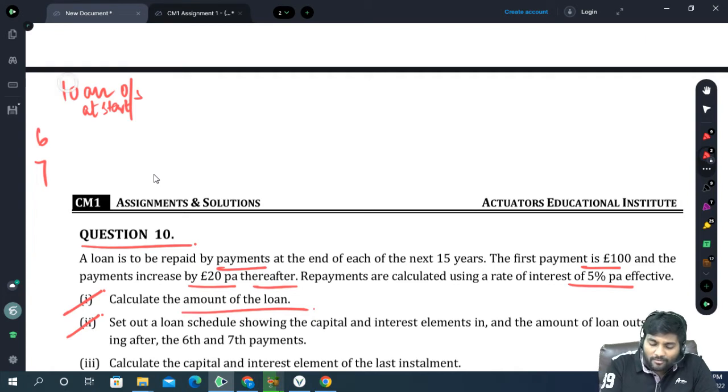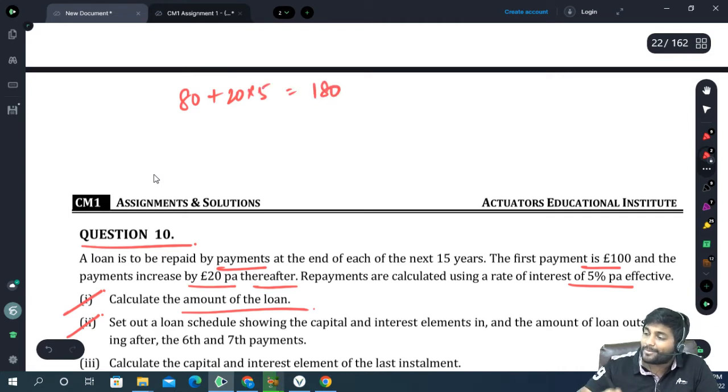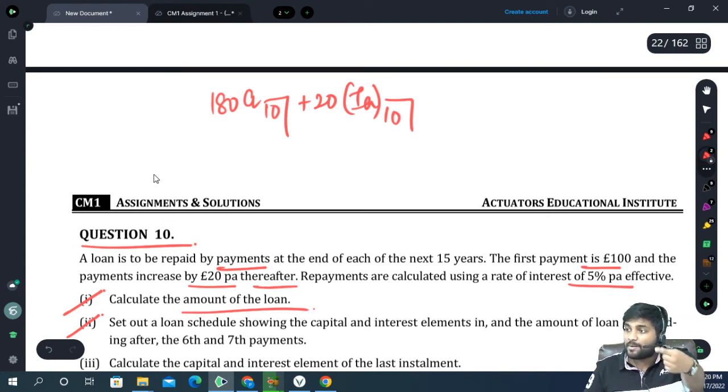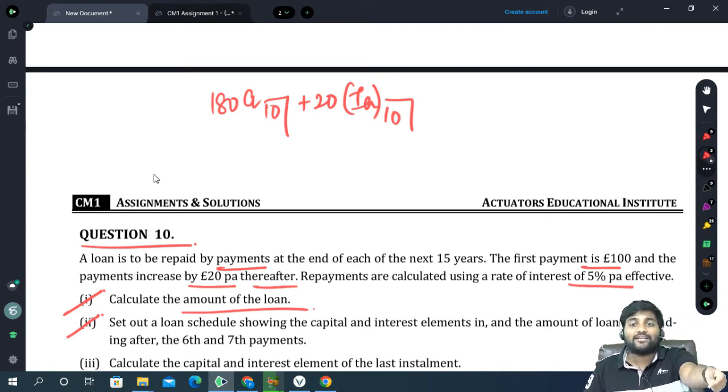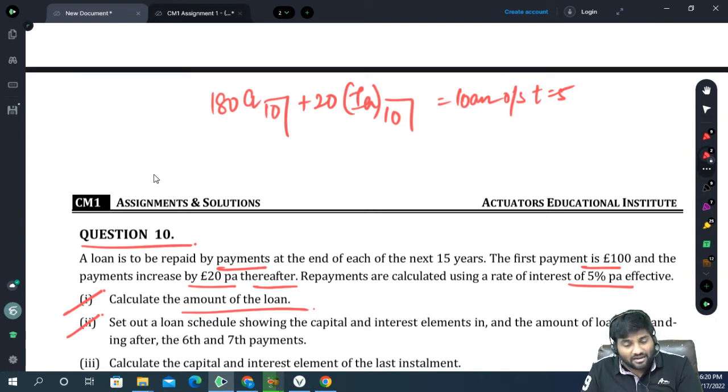been made. So what will be the 5th repayment? It will be 80 plus 20 into 5, which is 180. What will be the next payment? 200. So how to calculate loan outstanding at time 5? 180 A10 plus 20 IA10. Why? Because the next payment is 200, na? So 180 plus 20 into 1, 180 plus 20 into 2, like this, okay? And this is the loan outstanding at time 5, after the time 5 repayment has been made. Is it clear?